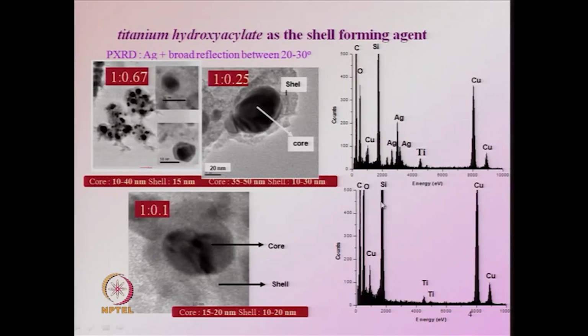So, as we discussed earlier, the carbon comes due to some impurities, and the copper is due to the grid, and the silicon comes from the detector, and your material is here, it is silver and titanium coming from the core, and only titanium being seen in the shell. And of course, oxygen is there, which can be seen in the core as well as in the shell, because you are passing the beam from the top. So, the shell is on top of the core. So, you will see oxygen also.